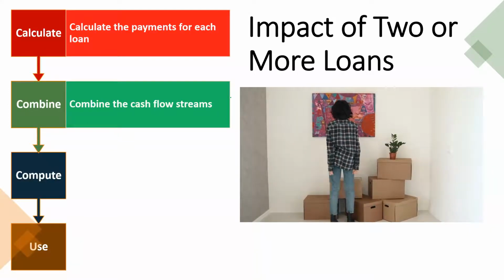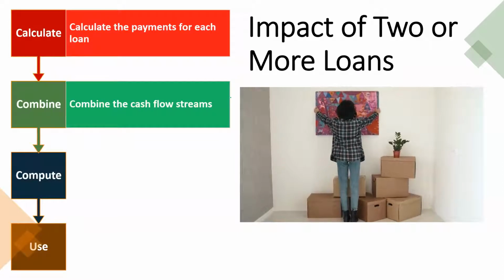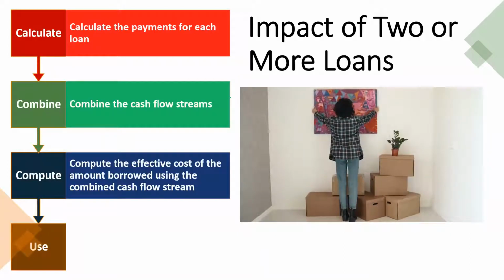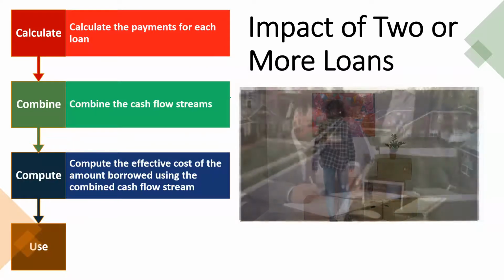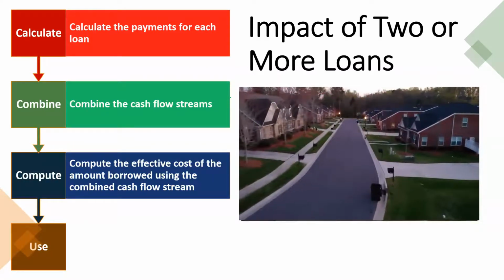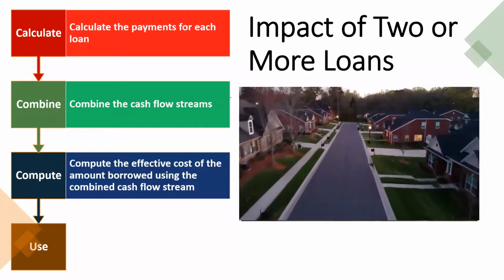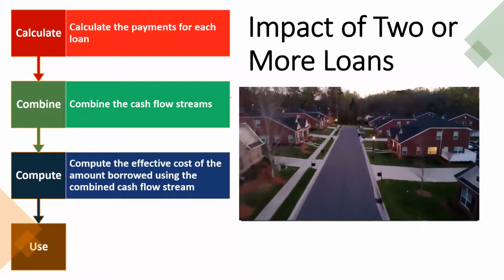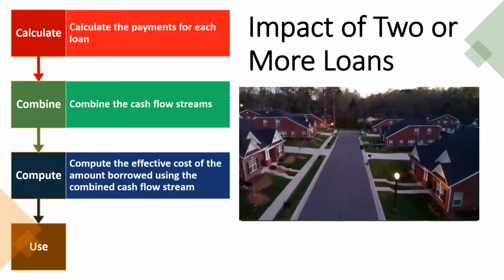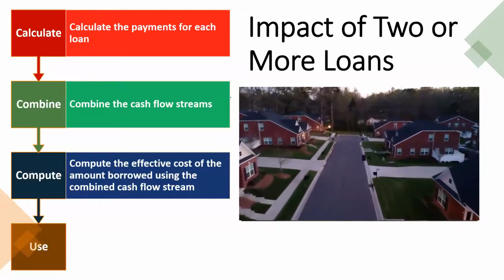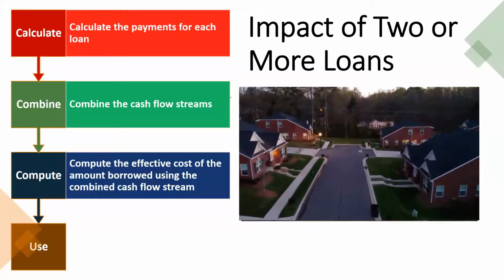We could still look at the cash flows over the life of the loan, and that's one way we could try to value the loan in such a way that we can have some comparison between them. Then we want to compute the effective cost of the amount borrowed using the combined cash flow stream. We can use an IRR, internal rate of return calculation, in order to do that, in essence rolling the cash flows into one effective rate.